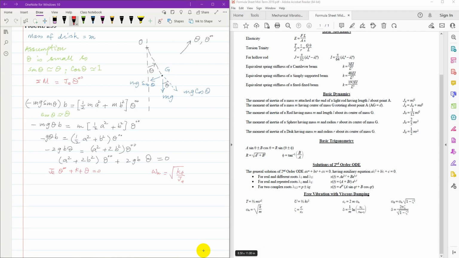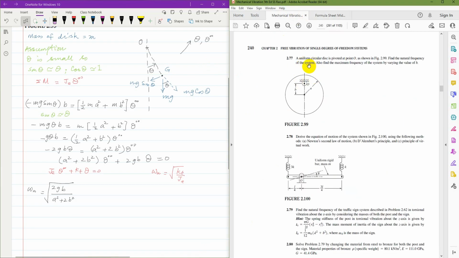Now for torsional vibration, the equation of motion in standard form is J equivalent theta double dot plus K T theta equal to 0. The natural frequency will be whatever is the coefficient of theta divided by whatever is the coefficient of theta double dot. So in this case, the natural frequency can be written as omega n equals the square root of 2 g b over a squared plus 2 b squared. That is the natural frequency of the system. The first part of the question was to find the natural frequency of the system, and that is the natural frequency omega n.